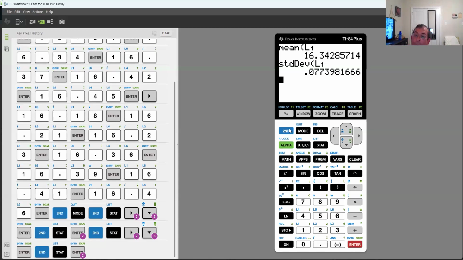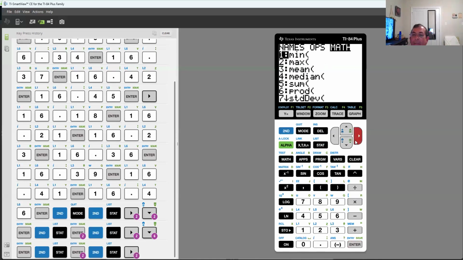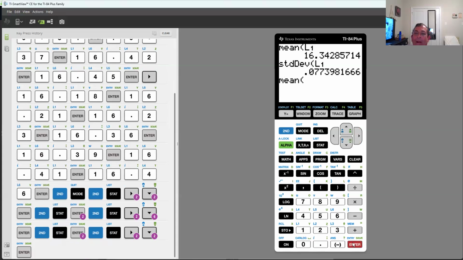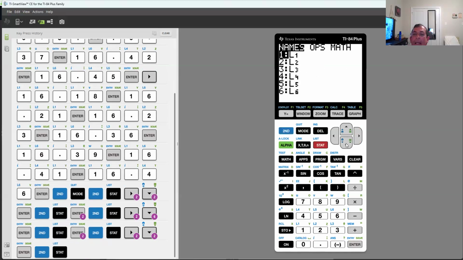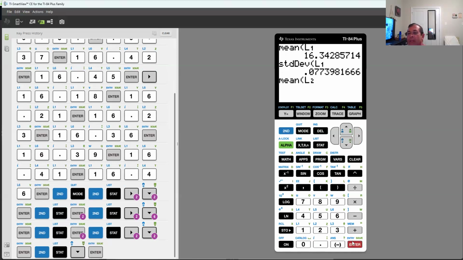Now I can do that for B, which is L2 in my list. So second stat, go to math, hit enter. Whoops, go down to mean, number 3 mean, hit enter. Now I'm doing the mean of L2 this time. So when I do second stat to get L2, I actually got to arrow down and highlight 2. Once I hit enter, it brings L2 on the screen. And y'all, the mean of L2 is 16.32.